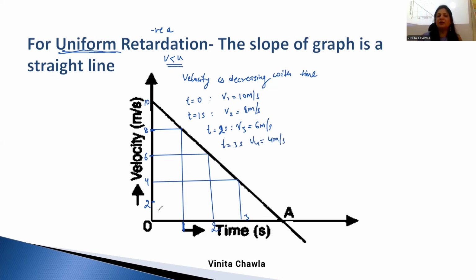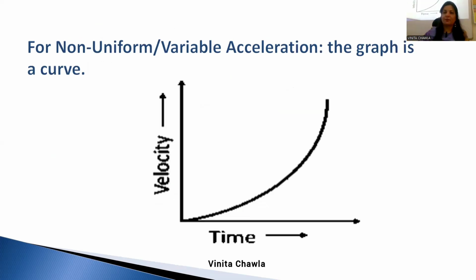So we can see that it is decreasing by equal amount. Every time, in 1 second, there is a decrease of 2 meter per second. Every time it is decreasing by the same amount. Because it is decreasing, it is retardation. Acceleration is negative. And uniformly decreasing, and therefore the name is uniform retardation. Please write this, for the next graph.